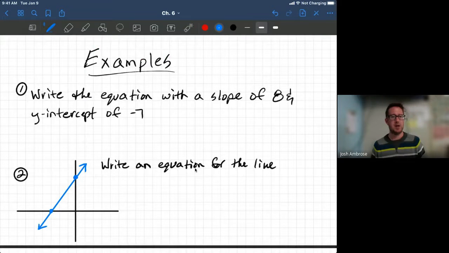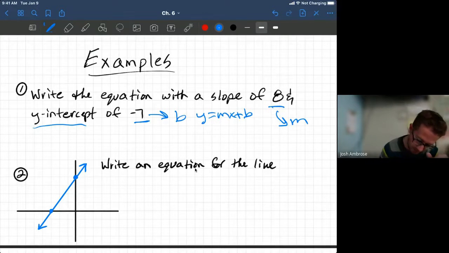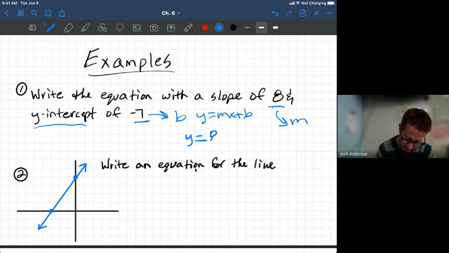Okay, first one, write the equation with a slope of 8. So 8, slope, that's m, and a y-intercept of -7, that's b. Remember the equation, y equals mx plus b. So all we're doing here is now substitute these values in, okay? Y equals 8x minus 7.